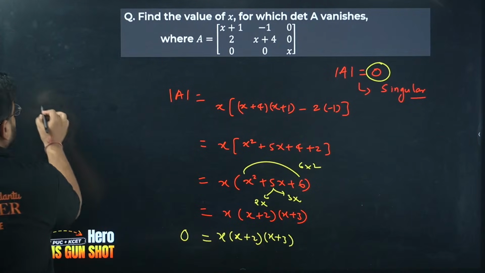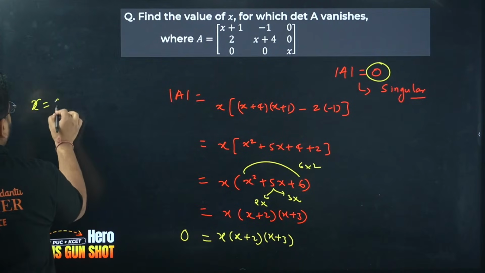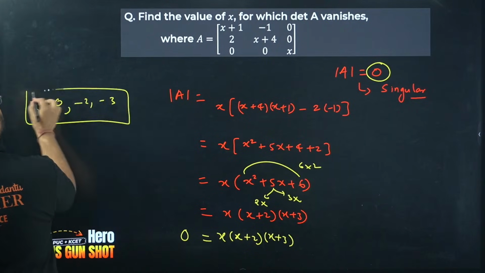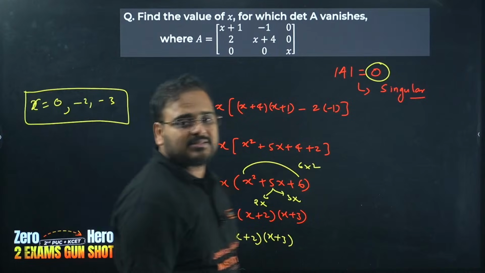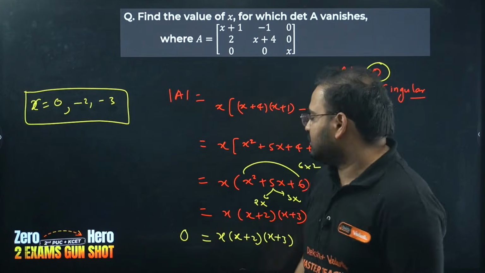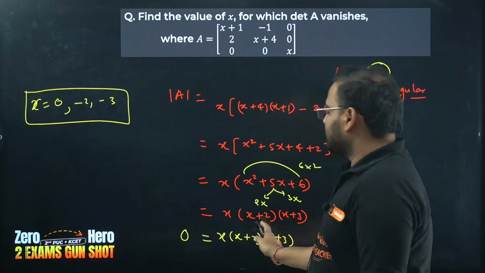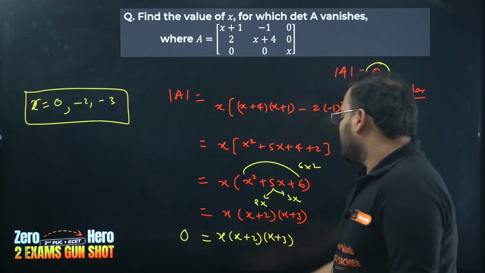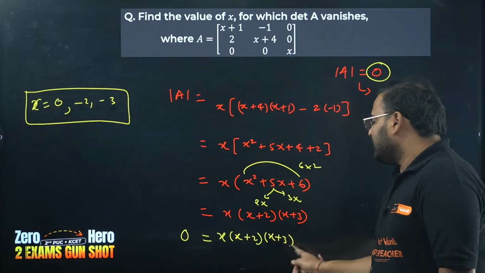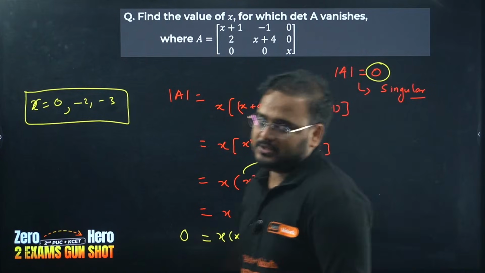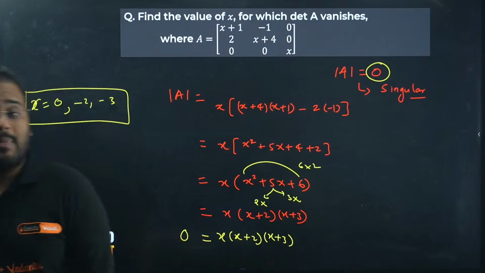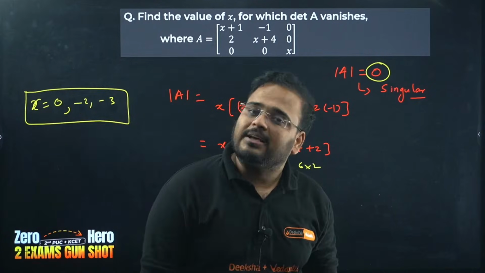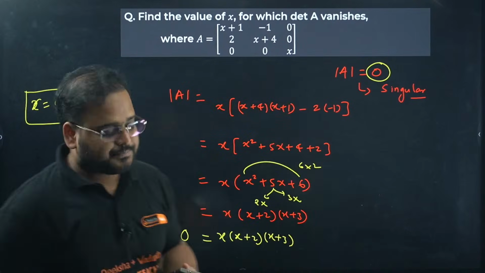So when you take x value as 0, minus 2 or minus 3, whenever you take these three values for x, what happens? One of the brackets at a time becomes 0. When you take x as 0, this whole thing is 0. When you take x as minus 2, again this is 0, which means this whole thing is 0. When you take x as minus 3, this bracket is 0, which means this whole thing is 0. So at x values 0, minus 2 and minus 3, this whole determinant will vanish or become singular. Makes sense, guys? Yes.